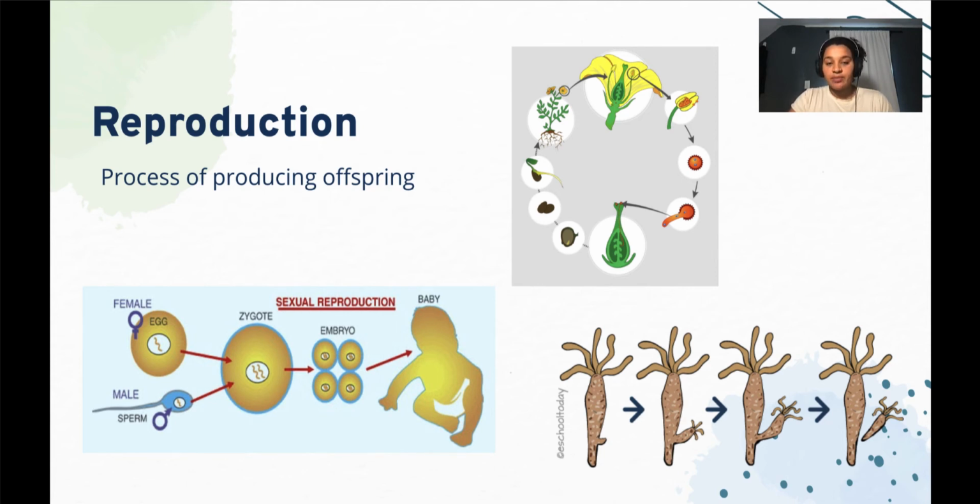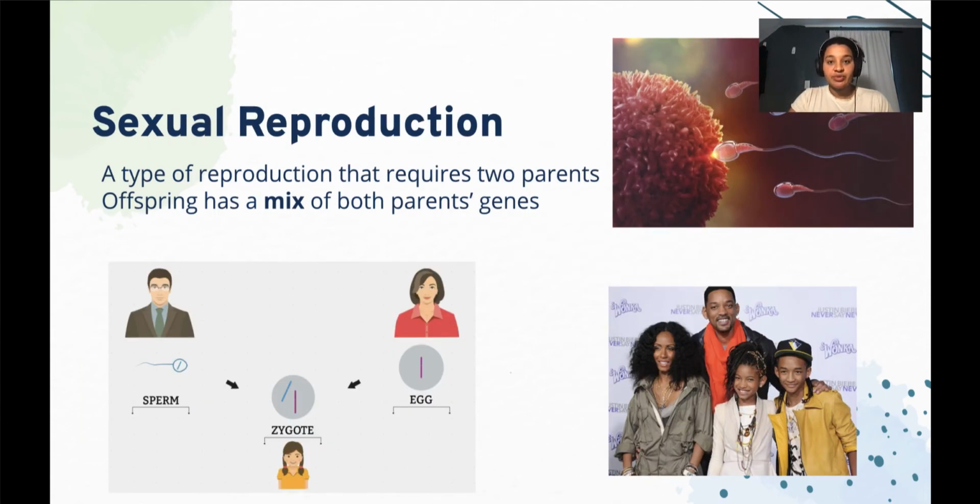So there are two main types of reproduction: sexual and asexual reproduction. Our monsters are going to go through the process of sexual reproduction. So sexual reproduction is when there's a mixture of two parents' genes. So sexual reproduction requires two parents. The offspring that is produced as a result of reproduction has a mixture of both the parents' genes. This is why you may have the same eyes as your mom and the same nose as your dad. It's because you are a result of both of their genes mixing up.